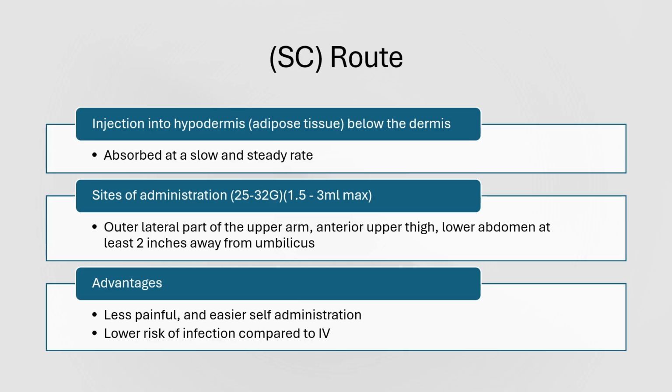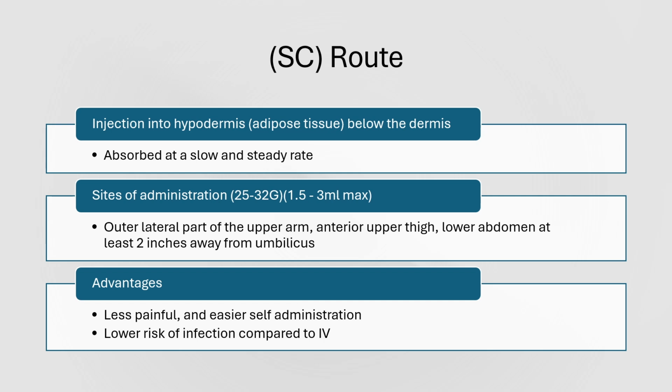When we administer medications via the subcutaneous route, the medications enter the hypodermis layer, also referred to as the subcutaneous layer, which is below the dermis. Medication absorption in these sites will be slow and steady. There are 3 common sites for subcutaneous injections. These include the lateral part of the upper arm, the anterior upper thigh, and the lower abdomen, ensuring we stay at least 2 inches away from the umbilicus.